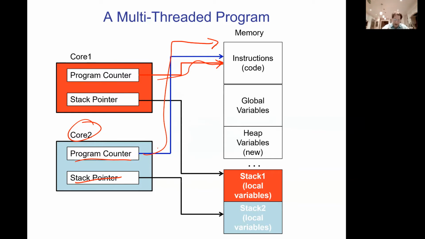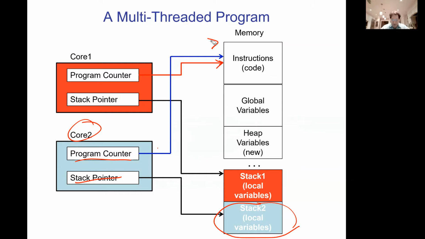They also each have their own stack. So each core has got a stack pointer pointing at a different region of main memory that stores its stack. So that means core 1 gets a certain set of local variables, and core 2 has a different stack. It has different local variables.